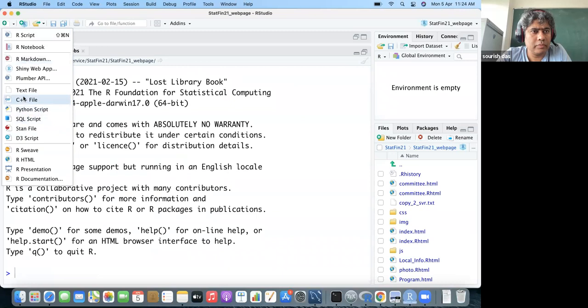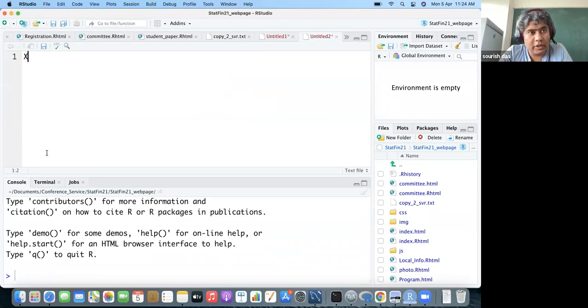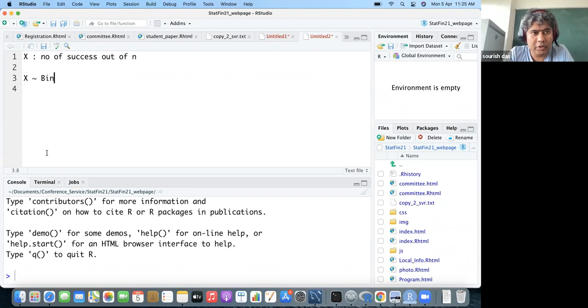So suppose X is the number of successes out of n. So we know X follows Binomial(n, p), n is known. So S equal to X by n is my p hat, an estimator for p. Okay, that we do know.